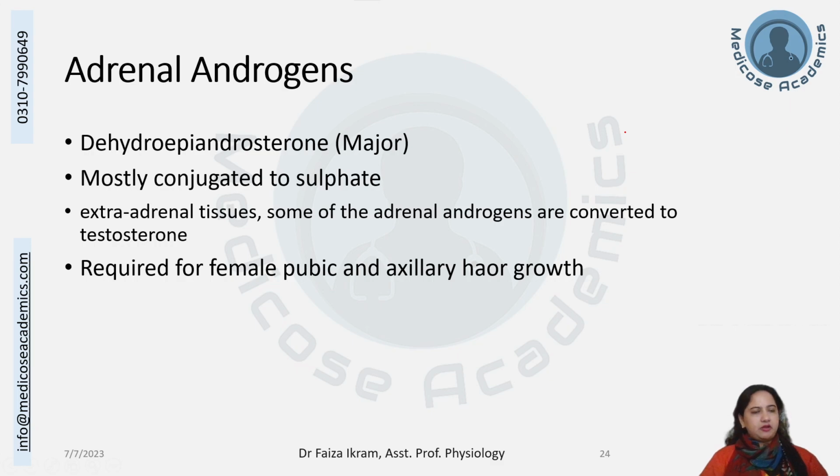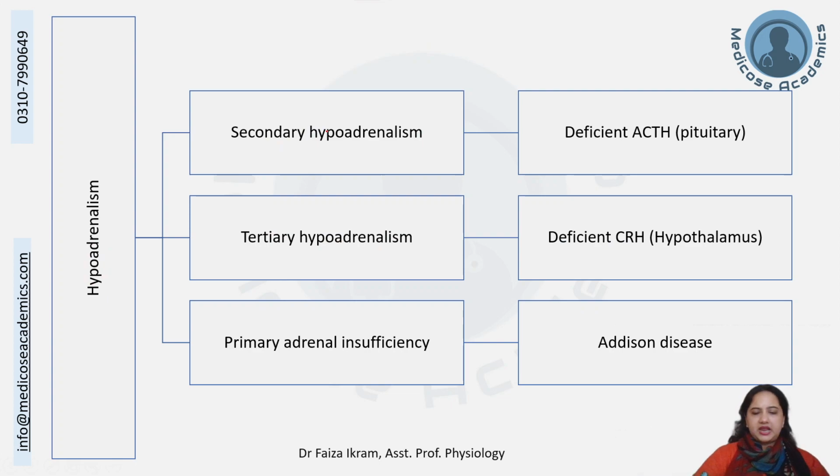We are done with the mineralocorticoids, glucocorticoids, and now we are going to have a look at the adrenal androgen. Most of the adrenal androgens are dehydroepiandrosterone. Mostly these are released in conjugation with sulfate. In extraadrenal tissue, these can be converted into androgens like testosterone. Among females, these are the only source of androgens and required for pubic and axillary hair. If for some reason adrenal androgens production is increased, you can guess what will it lead to. Increased androgens among the females can lead to virilization and hirsutism.